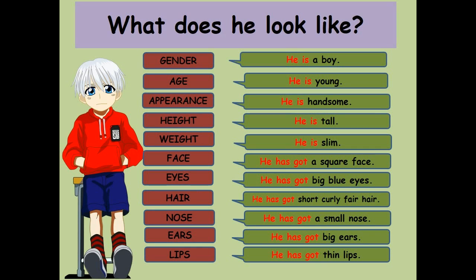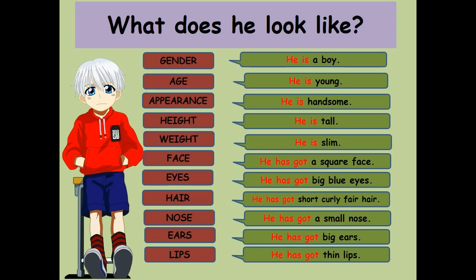And finally, to ask about the appearance of this boy, the question is, what does he look like? We can talk about his gender, and say, he is a boy, or about his age, and say, he is young. Or we can talk about his appearance, and say, he is handsome. We can also talk about his height, and say, he is tall. Or about his weight, and say, he is slim.